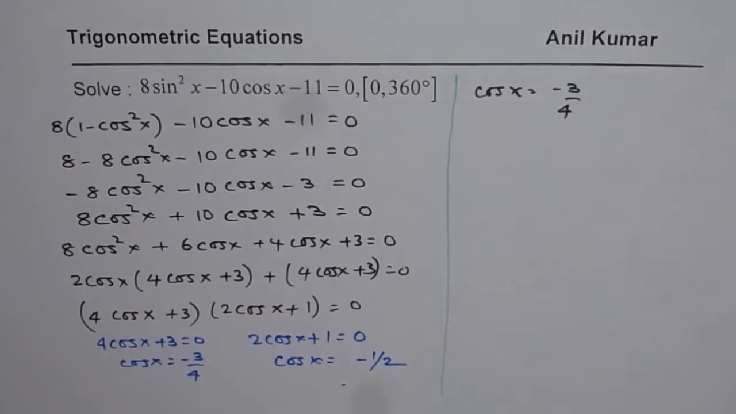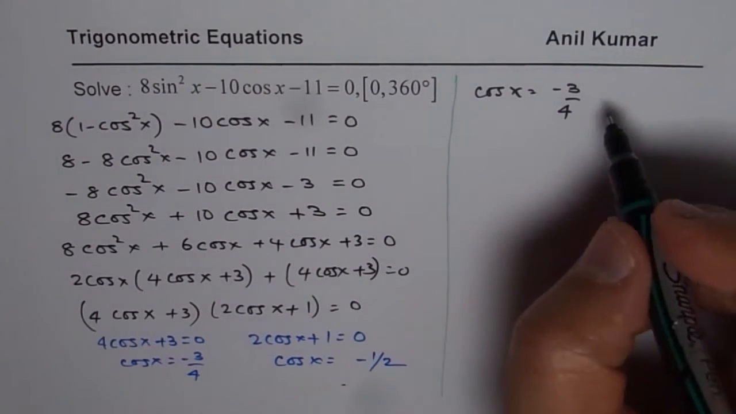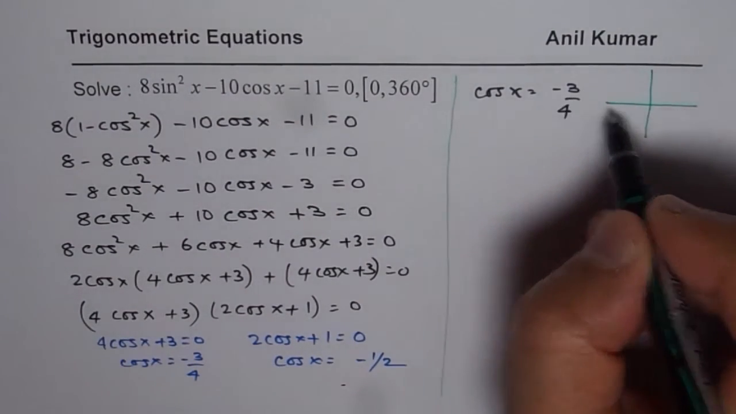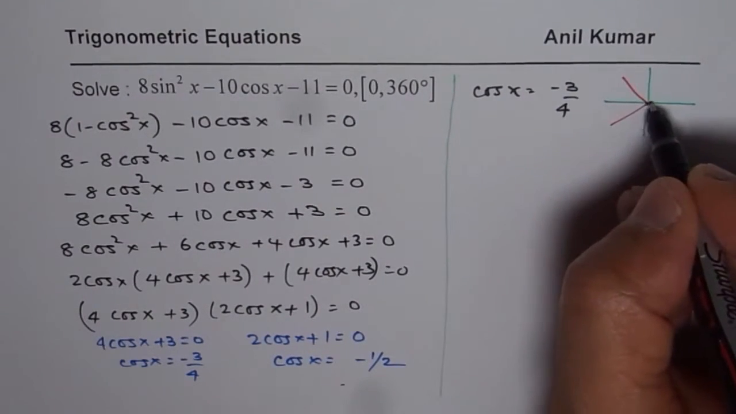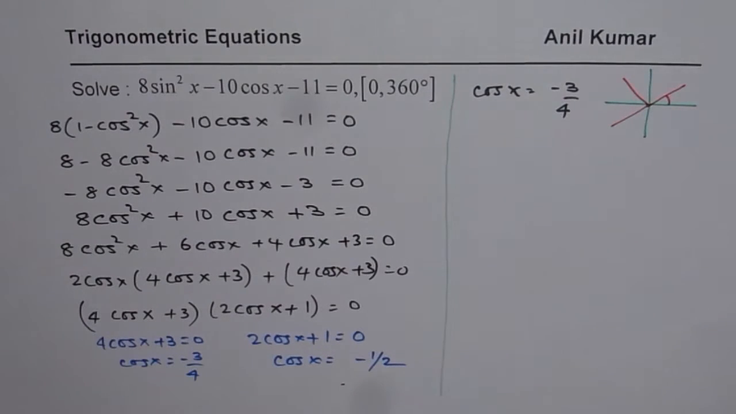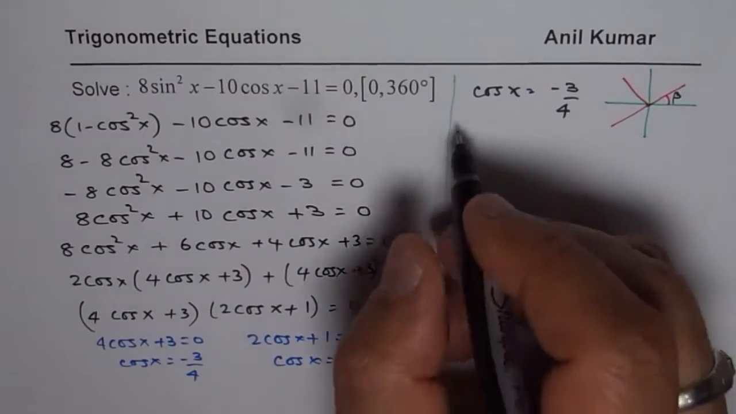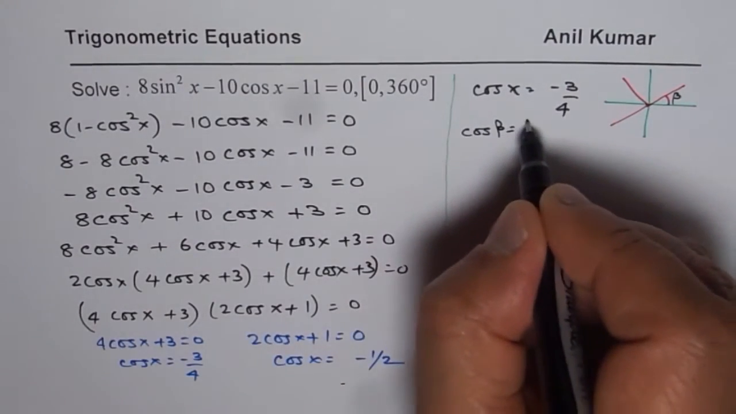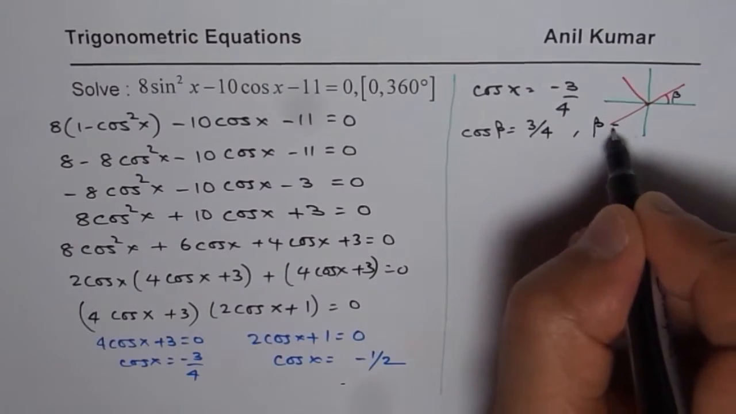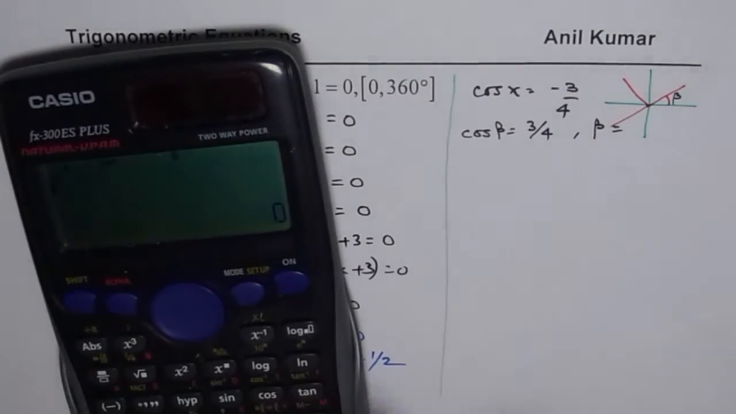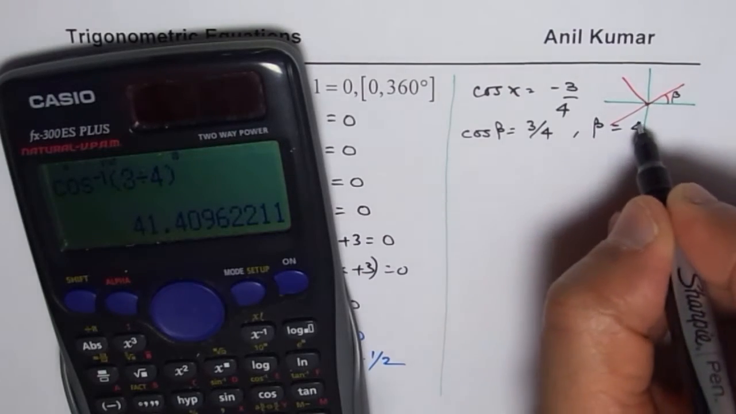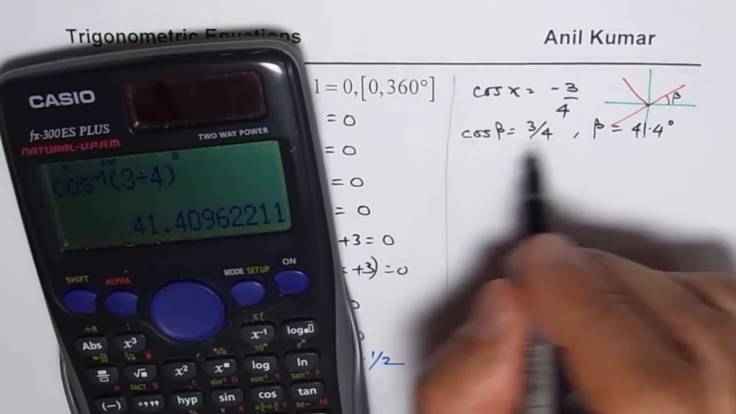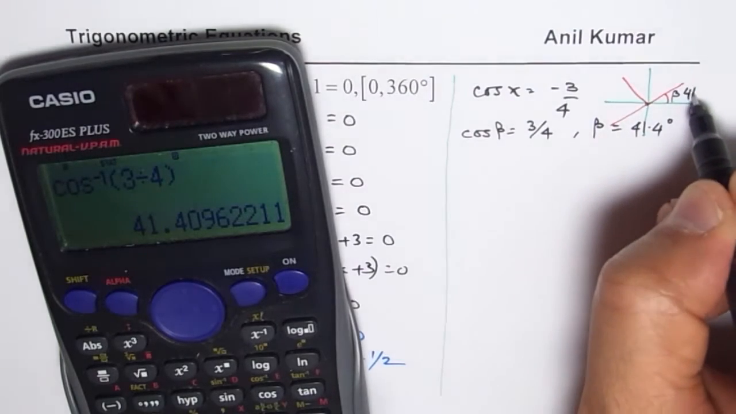So the idea here is first find the related acute angle. Negative cos means we are looking for solutions in quadrant 2 and 3, right? But first we need to find the related acute angle. Let us say the acute angle is beta for us. So we say cos beta equals 3 over 4. So beta equals cos inverse of 3 over 4. So we'll do shift cos inverse and brackets 3 divided by 4 bracket close equals. We get 41.4 degrees, right? So we know beta is 41.4 degrees.